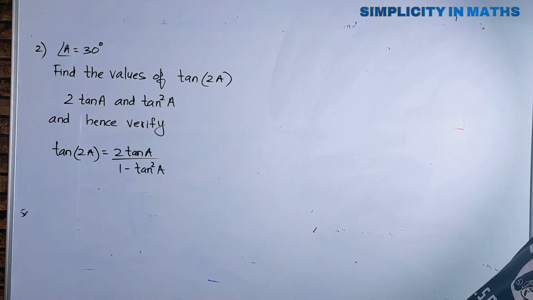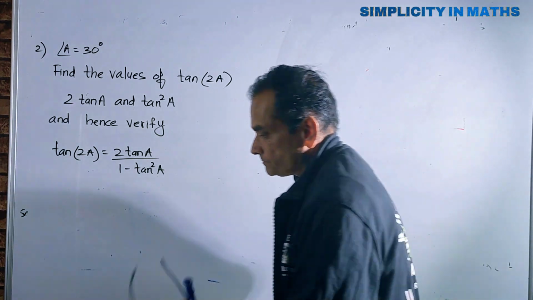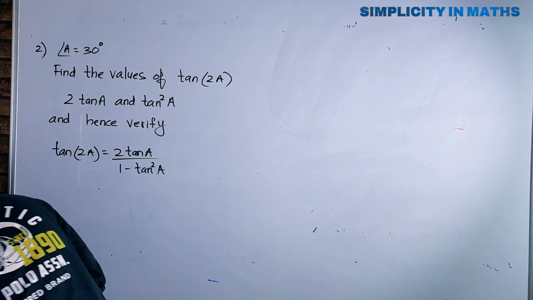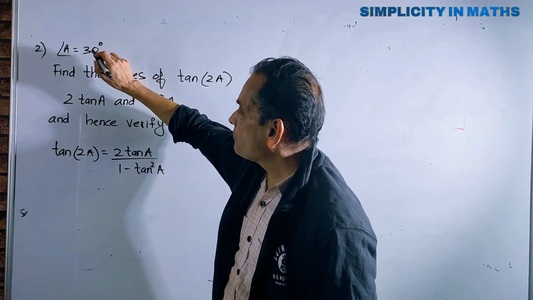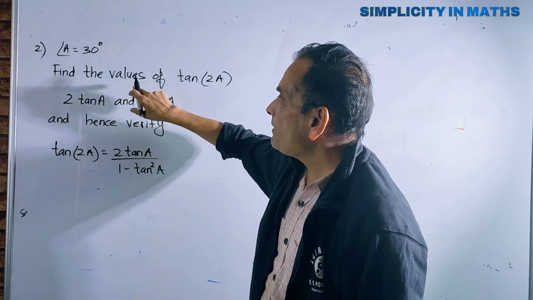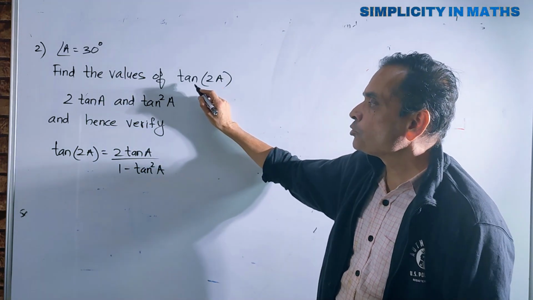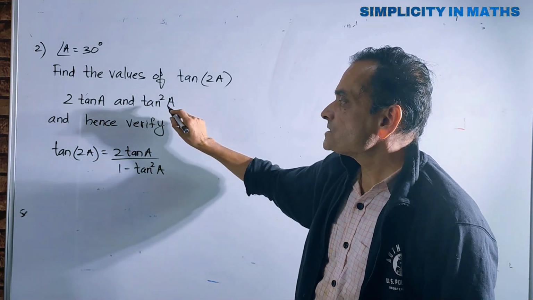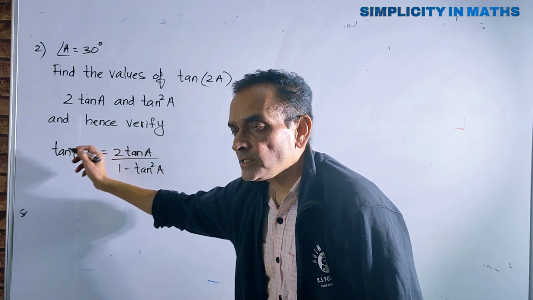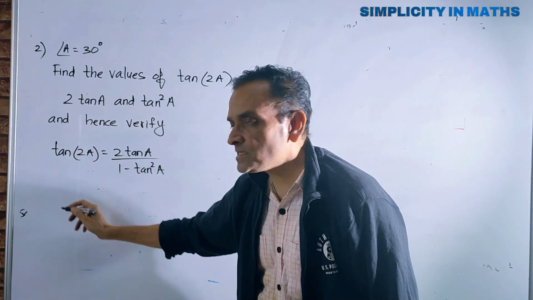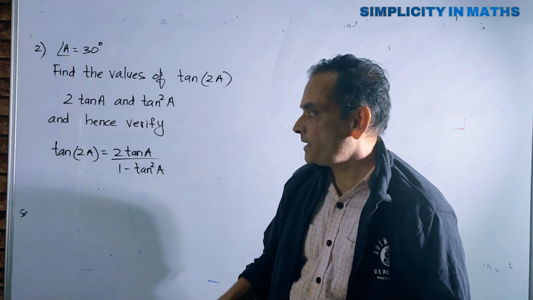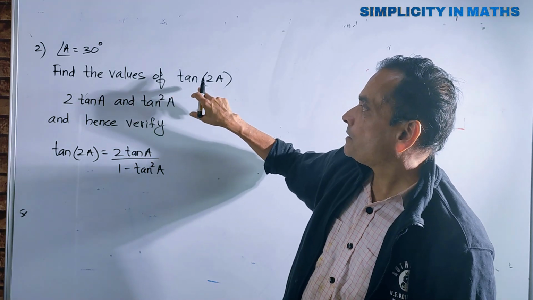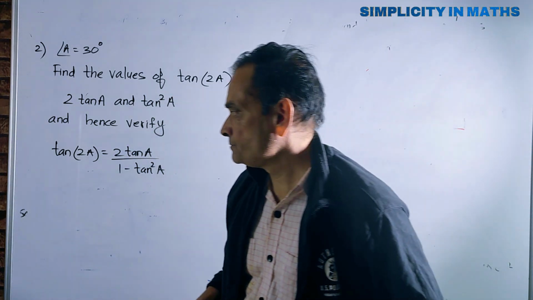Okay. Let us begin. What is given? Angle A equal to 30 degrees. Find the values of, first we'll find out what is tan 2A, then 2 tan A and tan squared A, and verify this formula. Now this formula is there in the 11th standard, which we are verifying today. Okay, so let us begin. First find tan 2A.